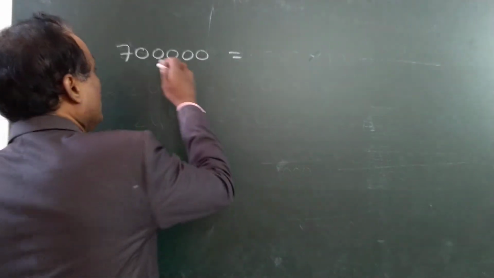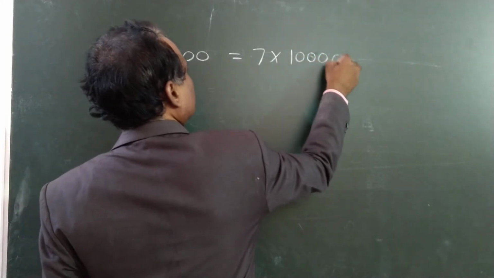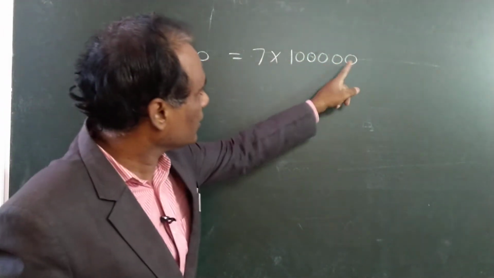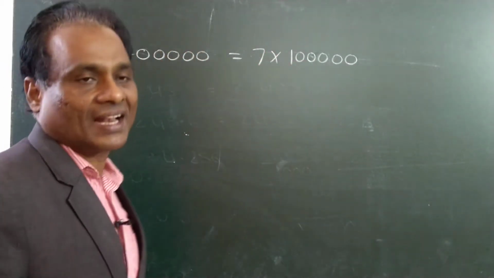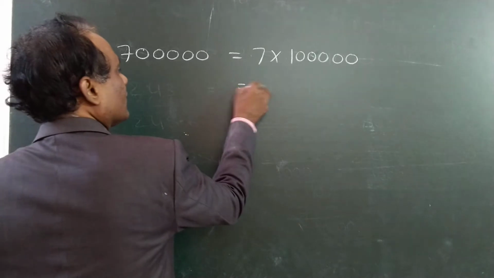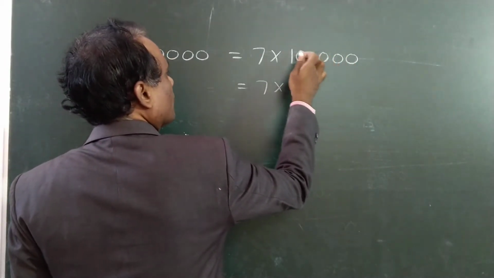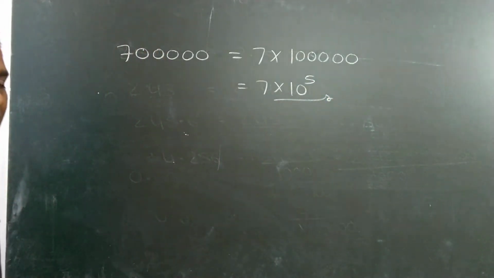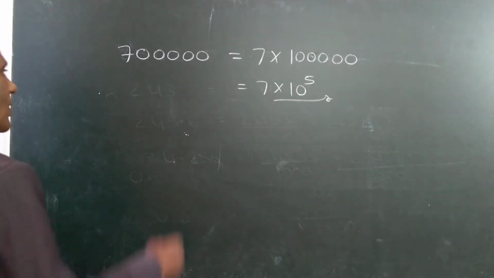How to write it? First, 7 lakhs can be written as 7 into 1 lakh. How many zeros? 1, 2, 3, 4, 5 zeros. So 7 lakhs is 7 into 1 lakh, and it can be written as 7 into 10 to the power of 5. Like this.